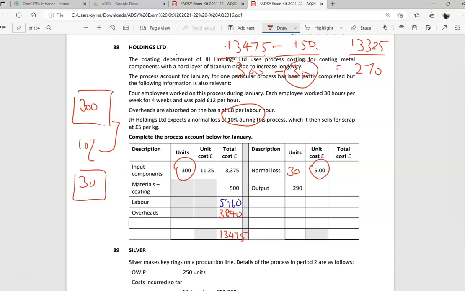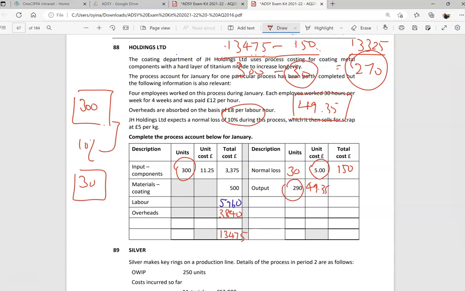So we're expecting a normal cost of £49.35. That's the value of each of these. Let's just work these out first. 30 times 5 is 150. Now, what's interesting here is that we were expecting 270 units to come out, but strangely enough, 290 units have come out.